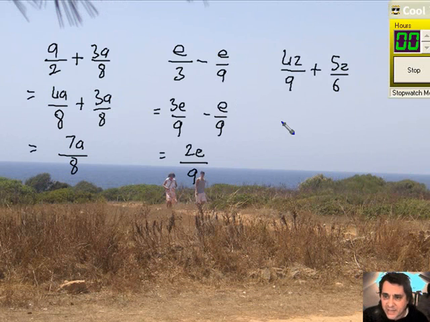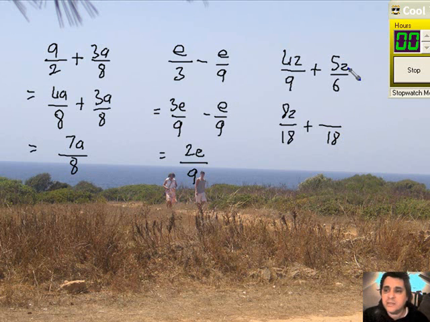So I need to get this out of 18, and I need to get the 6 out of 18. Well, 2 9s make 18, so multiply the top bit by 2 as well. 4 z's becomes 8 z's. 3 6s make 18, so multiply the top by 3 as well. I've got 15 z's. 3 5s are 15.